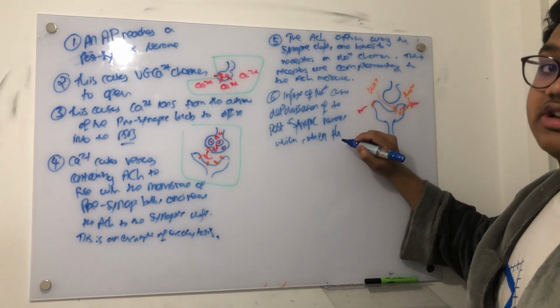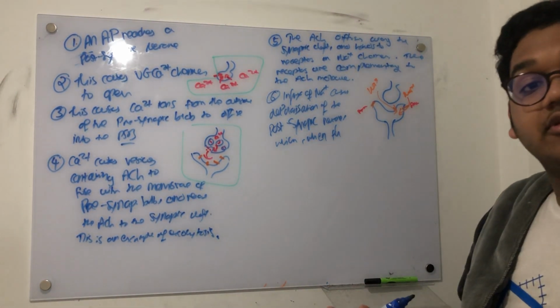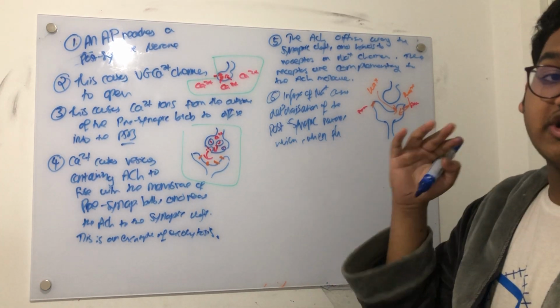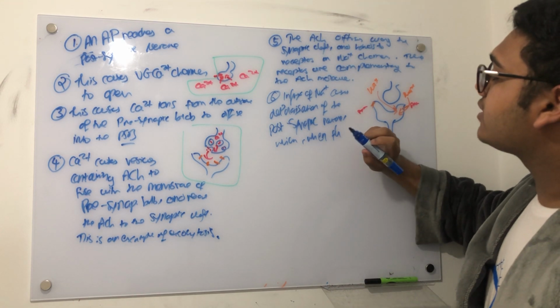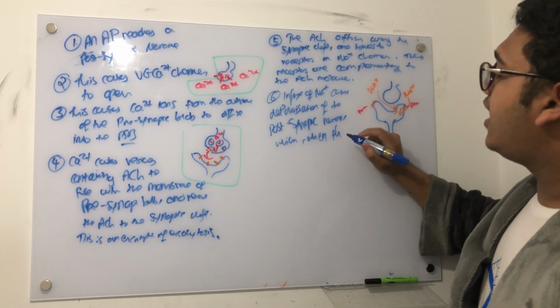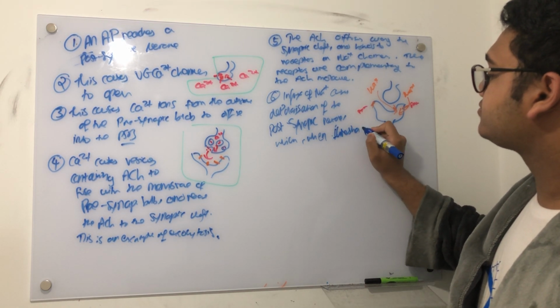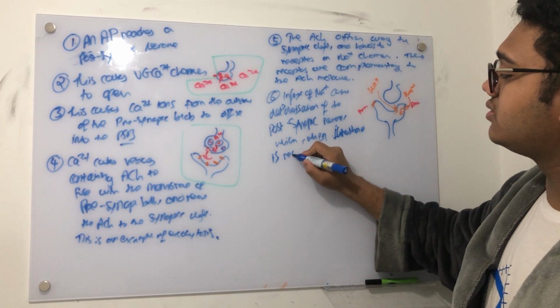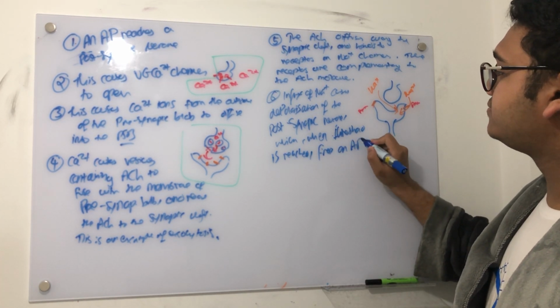remember about summation, it's not always going to happen. Remember, we have the all or nothing principle. It has to reach threshold or we're not going to release an action potential. So depolarization of the postsynaptic neuron, which when threshold is reached, fires an action potential.